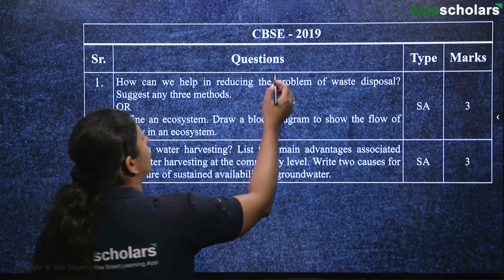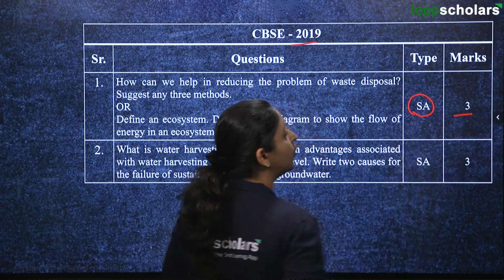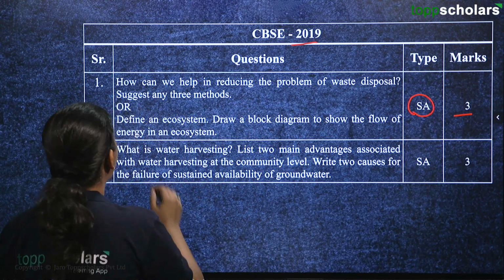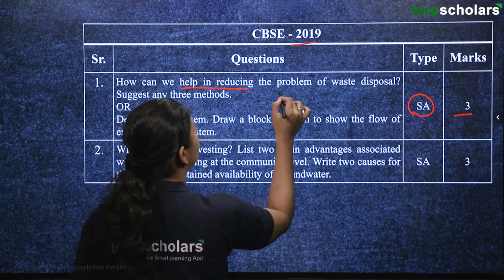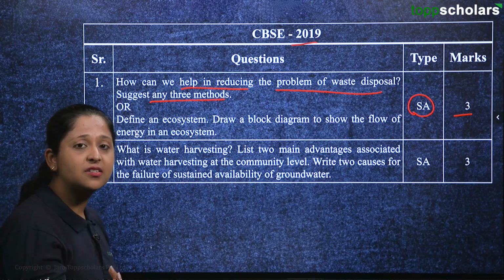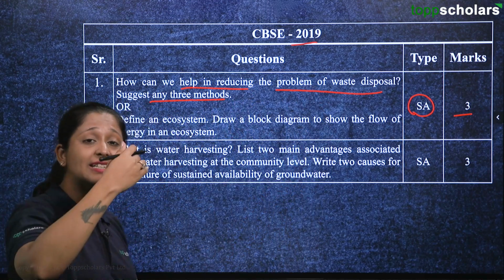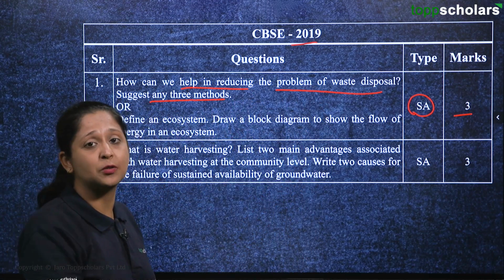So this is a question from the year 2019. The first question is a short answer question which is for 3 marks. How can we help in reducing the problem of waste disposal? Suggest any 3 methods. Right? So you have to just mention the ways in which you can reduce the waste in the ecosystem, correct?